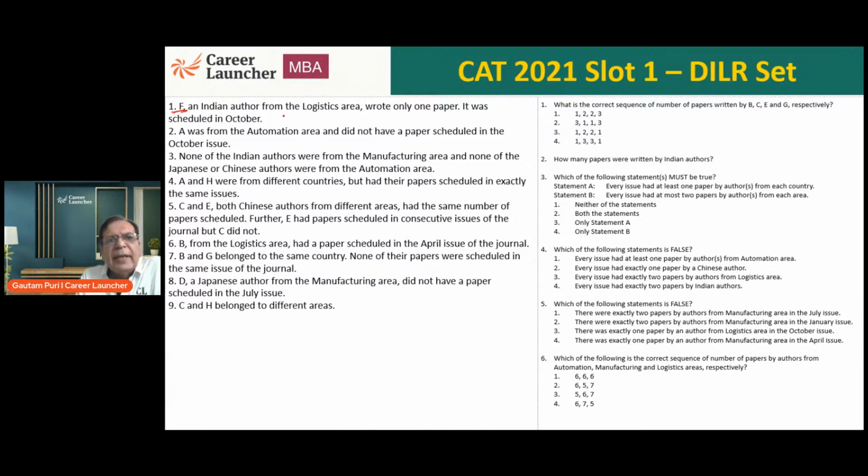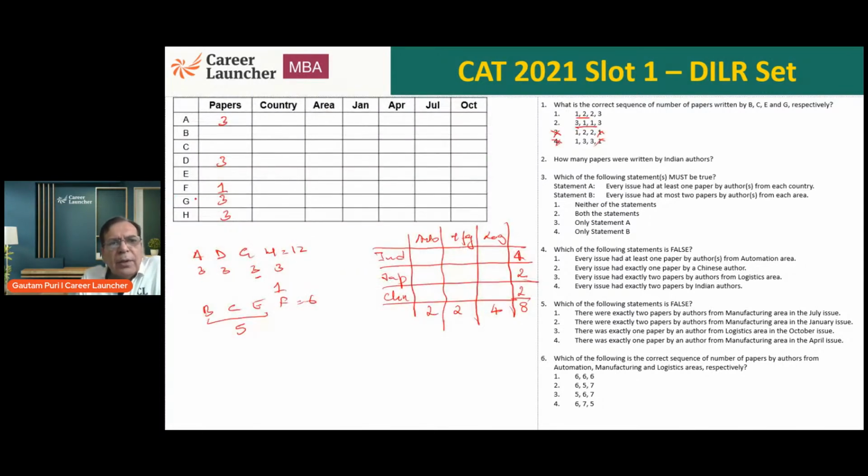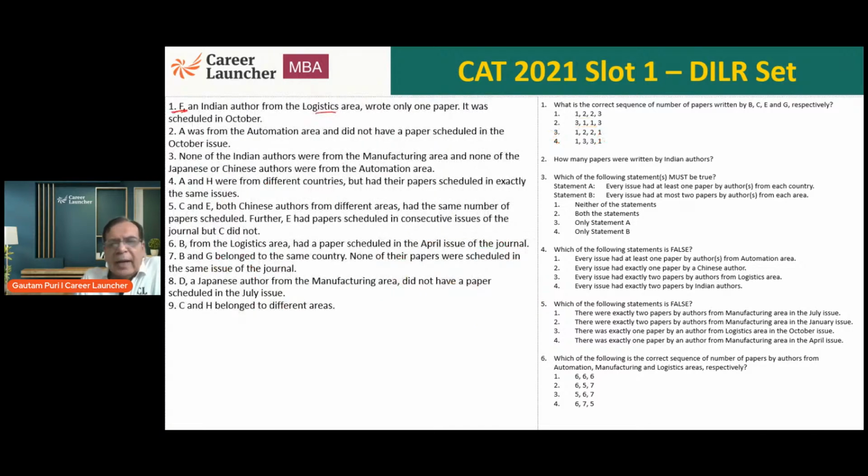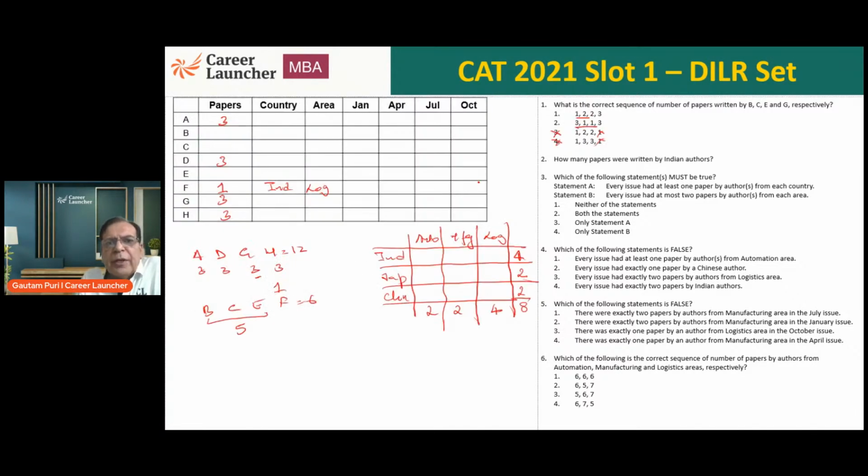Statement 1. F, an Indian author from logistics, wrote only 1 paper. Yes, we already know. And it was scheduled in October, so obviously nothing in January, April, or July. One piece of information I forgot: what was the total number of papers published in each of the four issues? Okay, January was 5.